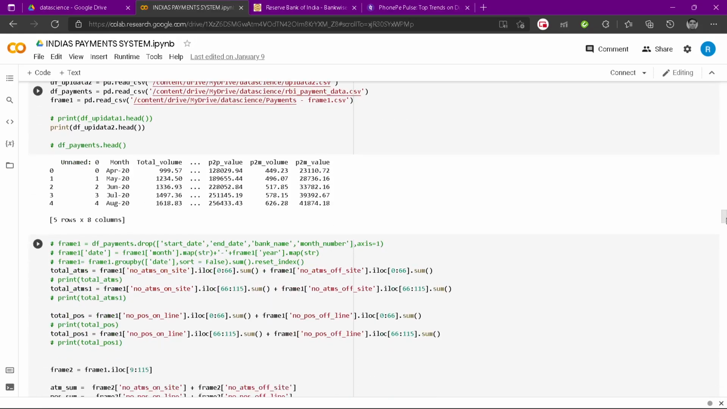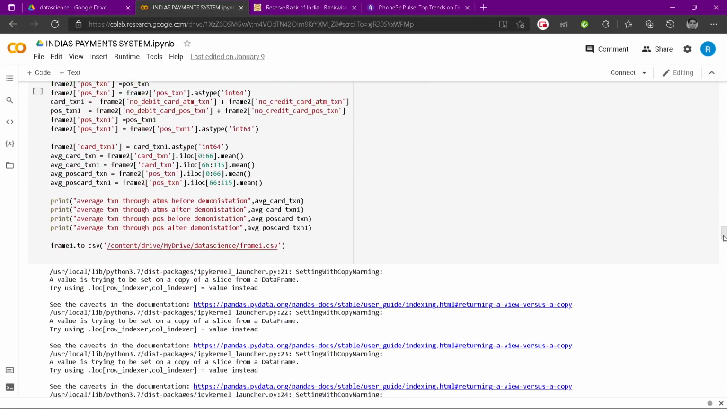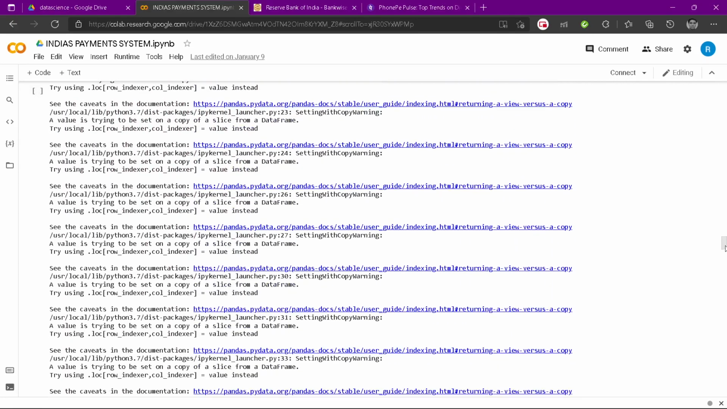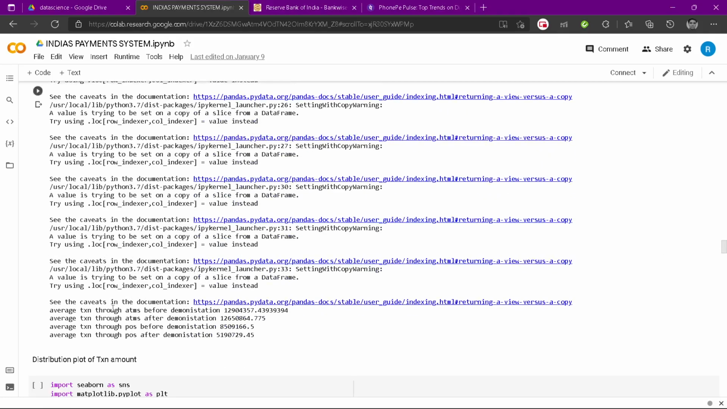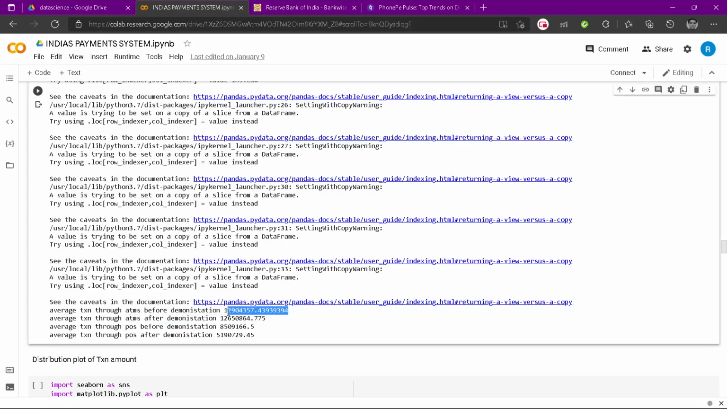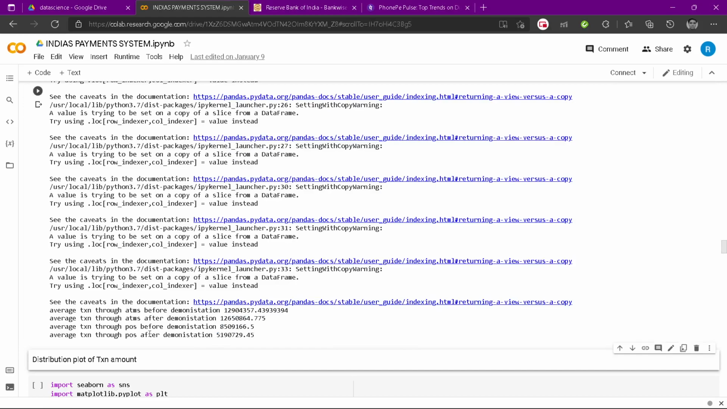After this, we come to this section where we look at the spending, average transaction and volume of transactions happening through ATMs. Before, it was around this amount, and after the demonetization, transactions through ATMs did not increase significantly, whereas through POS there is an increase of almost 800%. We could see this in the average transaction after demonetization compared to before demonetization.